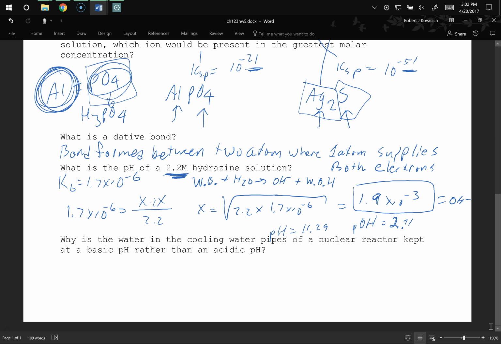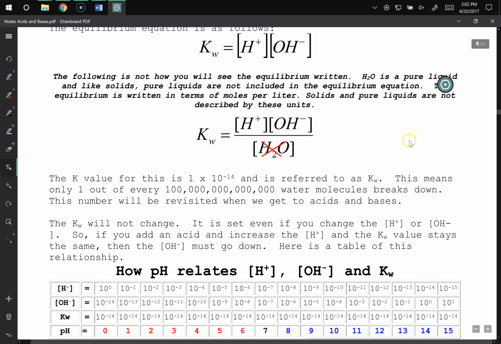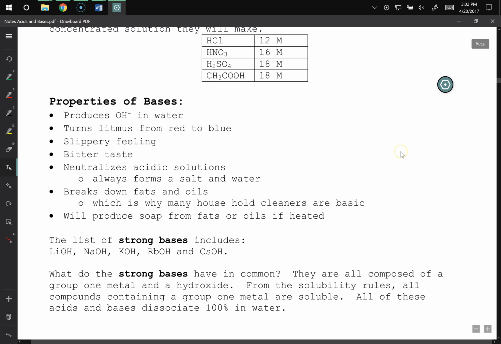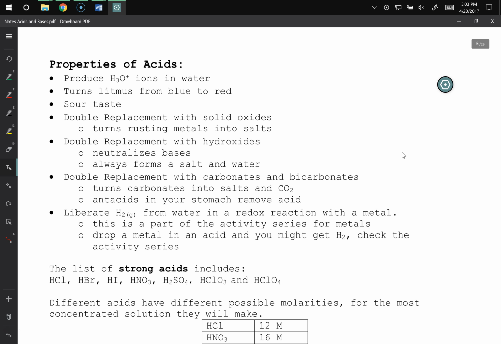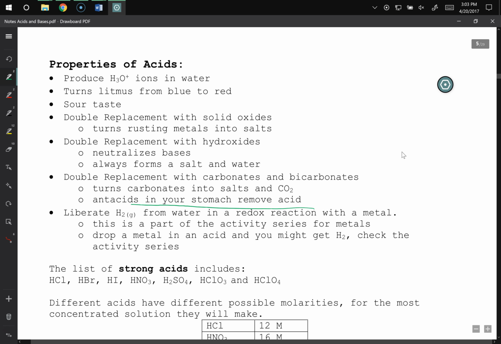Okay, how about this last one? Okay, so when we look at the properties of acids and bases, okay, any red flags here with this question? How about this?